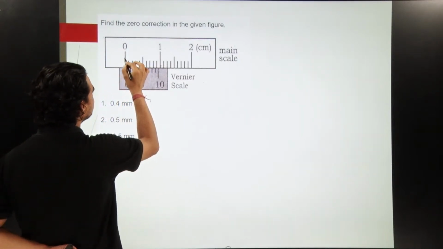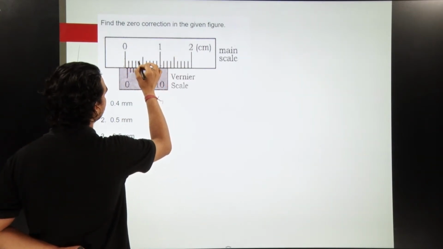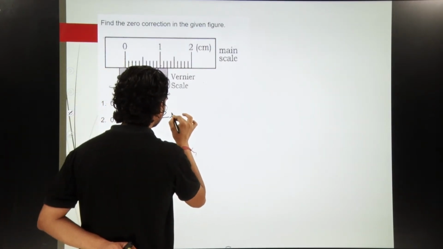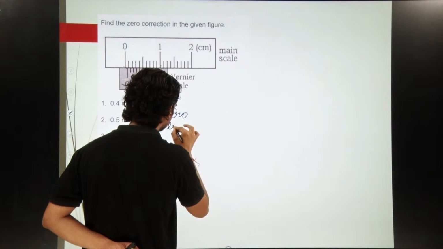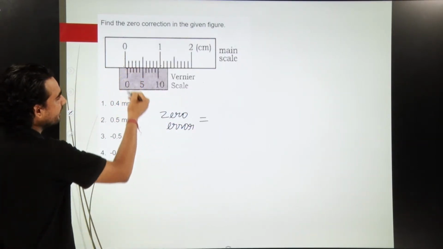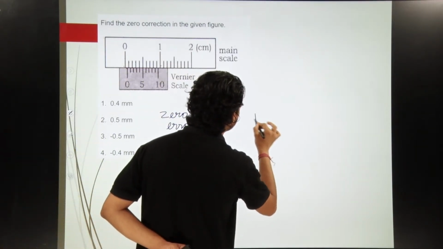Zero of the Vernier caliper is between 0 and 0.1, because this is 1, this is 0.1, 0.2, 0.3, 0.4, 0.5. So zero error is basically, let's see, where is the main scale reading? Main scale reading is between 0 and 0.1. So I'll say 0 plus.